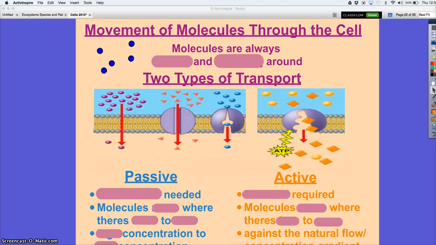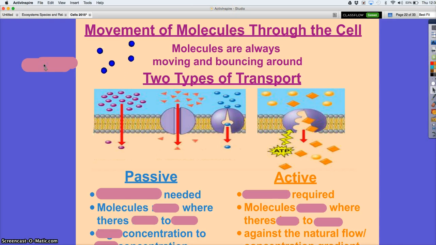All right, so we're going to talk about how molecules move throughout the cell. And the first thing I want you to know is that molecules are always moving. They're always bouncing around. They move because they're looking for other atoms that'll help them fill their shells. That's why atoms kind of combine. But molecules, once they form and they're pretty stable, are going to move for a specific reason.